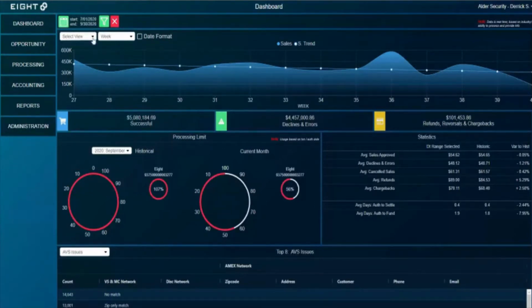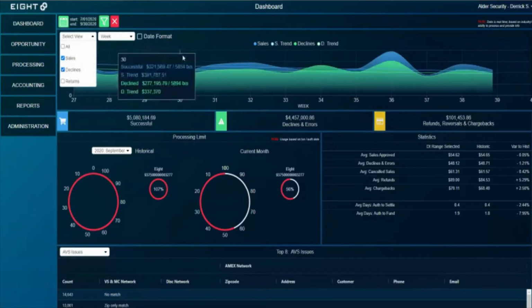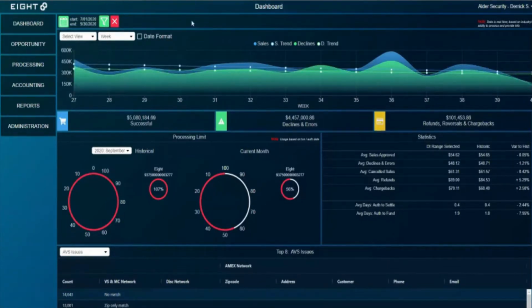So let's see what's happening here. I can click on declines, and you'll notice the declines are also going down, but not at the same pace as sales. So sales are decreasing, but declines are not decreasing as fast as sales, which is not a good sign.